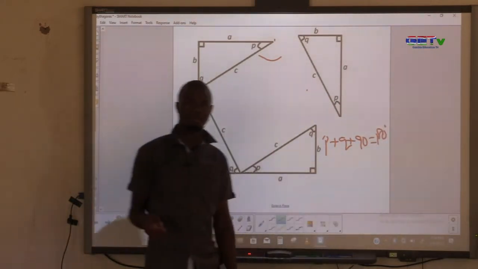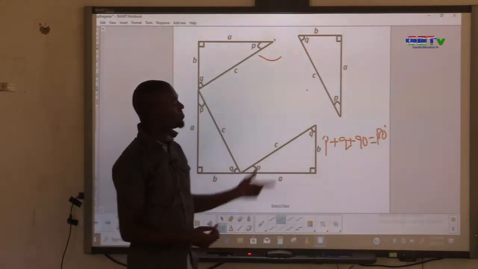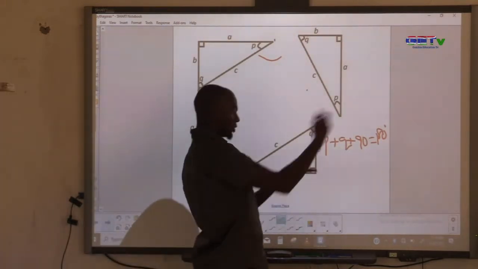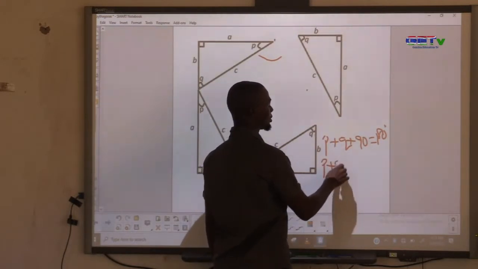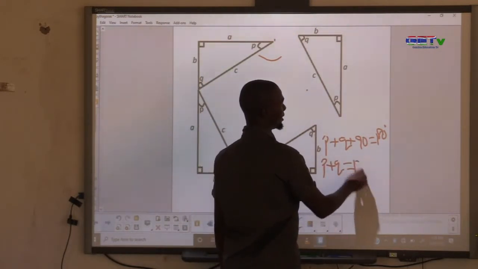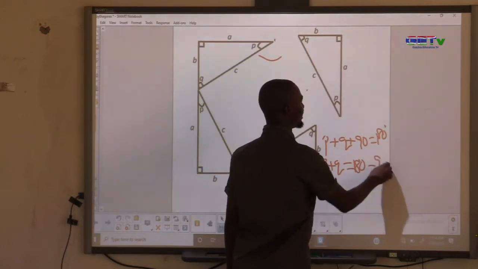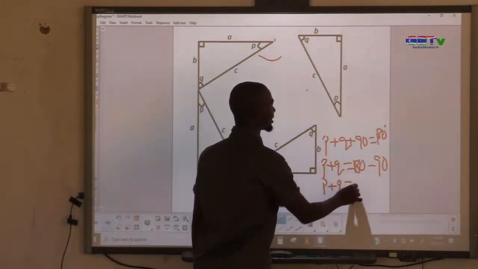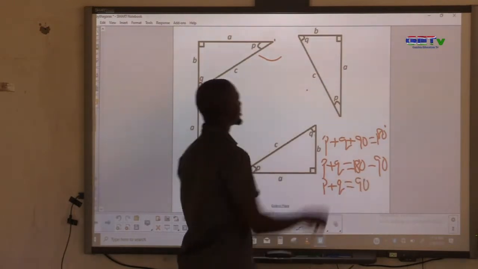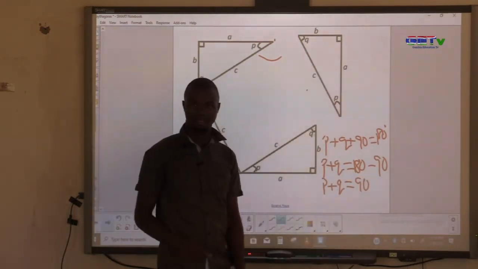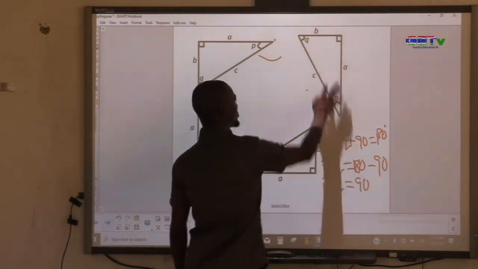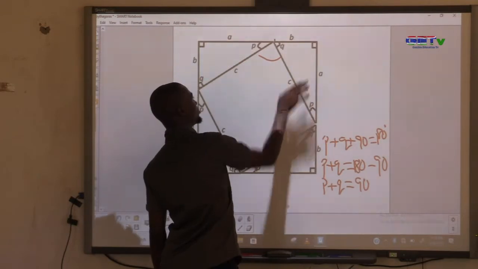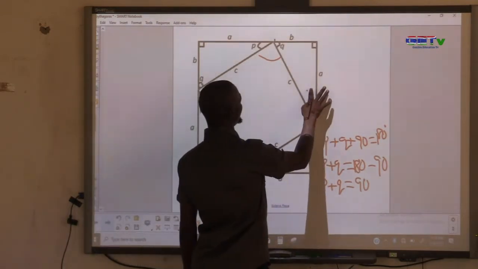Angles sum in a triangle. P plus Q plus 90 is 180. If you collect like terms by transposing the 90, you have P plus Q is equal to 180 minus 90. So you realize your P plus Q is equal to 90 degrees. P and Q is 90 degrees. If I drag the triangle back to return it to the square, you will be able to know how we get the other angle. How will we get this other angle?